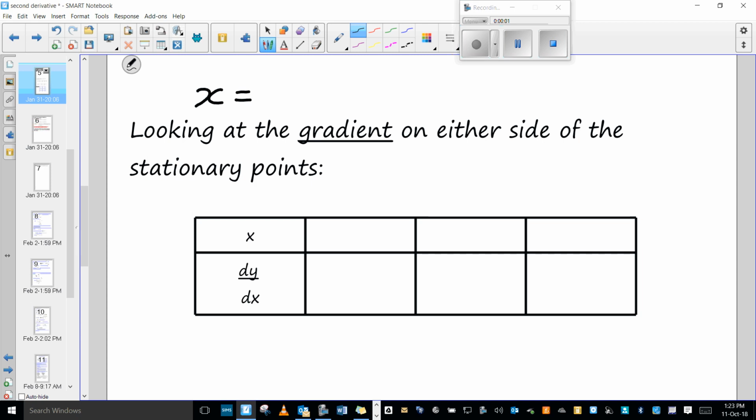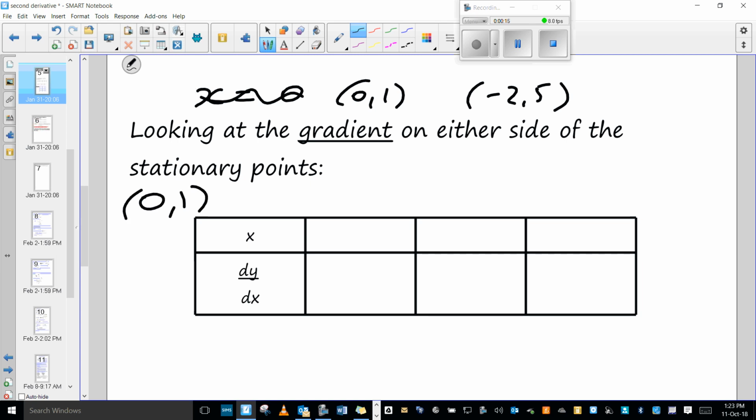X was 0. It was at (0, 1). Oh, so it was the point (0, 1) and (-2, 5). So we built in our table here (0, 1). Do you remember what we do? We put our value for x for one of our stationary points. We look a little bit left, a little bit right, and stick these values into dy/dx.